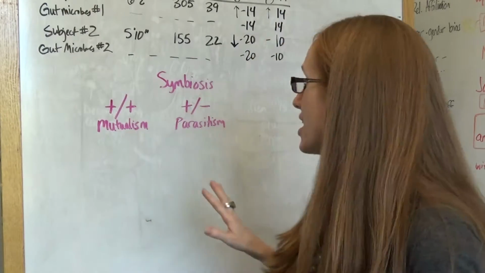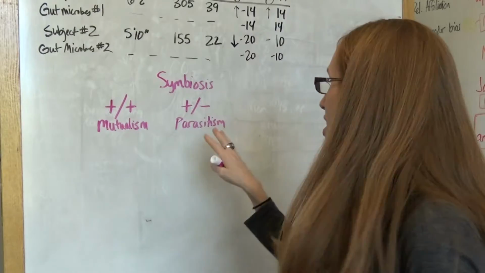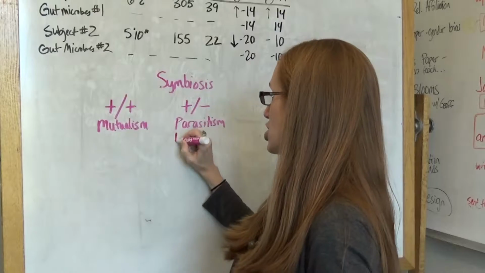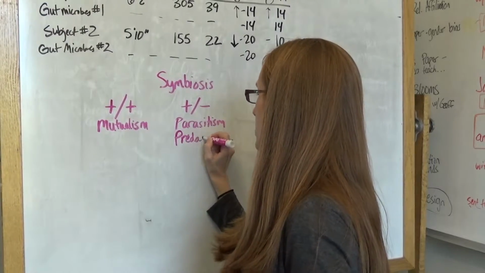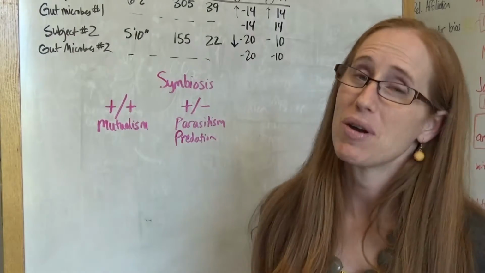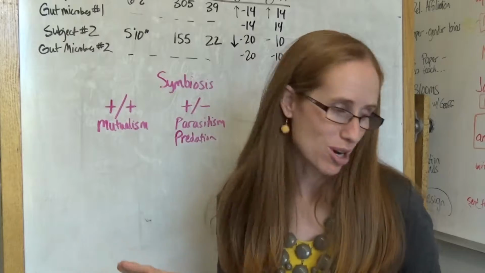Okay, and so at the end I want you to actually cover those other relationships. The other ones we've got are plus minus, so it could be parasitism, but it could also be predation. Like a lion and a gazelle. The lion's not a parasite, it's a predator. So predation and parasitism are a plus minus.